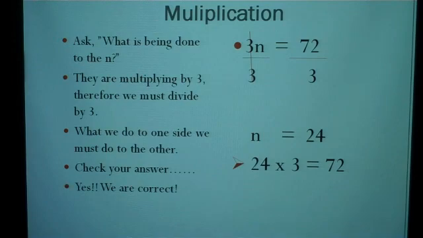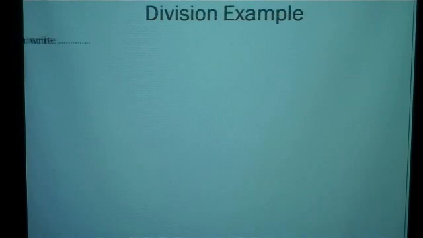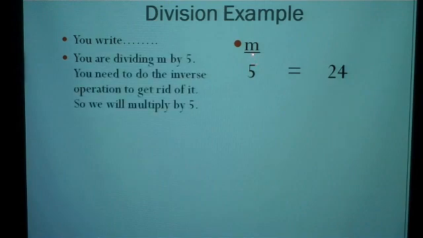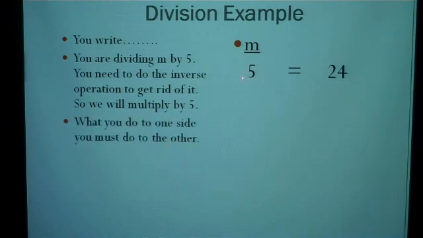Now we're going to try division. You write m divided by 5 equals 24. Notice this line right here means divide by. Since we're dividing m by 5, we have to do the inverse operation, which is multiplication, so we have to multiply by 5. What you do to one side of the equal sign, you must do to the other to keep the equation balanced. So it would look something like this.